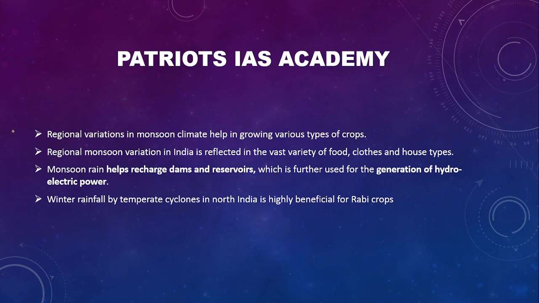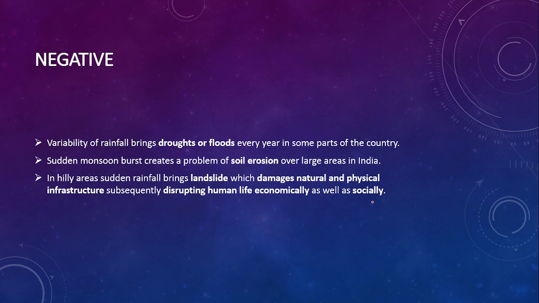Regional variation in the monsoon climate helps in growing various types of crops. Regional monsoon variation in India is reflected in the vast variety of food, clothes and house types. Monsoon rain helps recharge dams and reservoirs, which are further used for the generation of hydroelectric power. Winter rainfall by temperate cyclones in North India is highly beneficial for rabi crops.